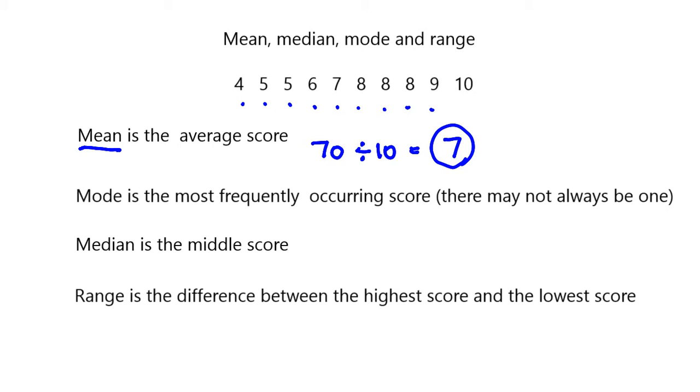Now you should always be able to check for reasonableness by looking at the lowest score and the highest score, 4 being the lowest and 10 being the highest. We know that our average must be somewhere in between those two numbers.